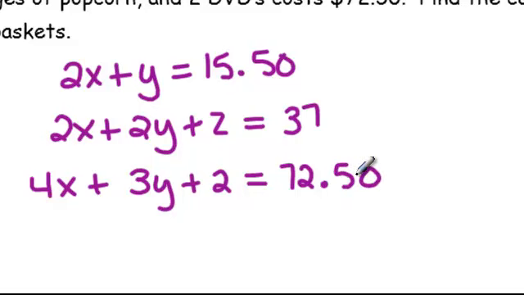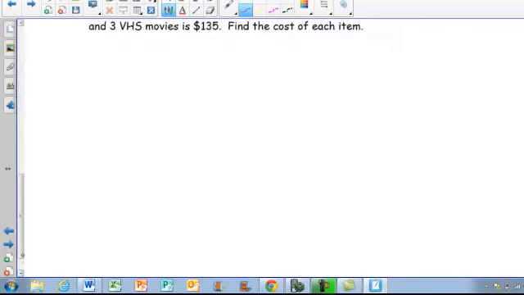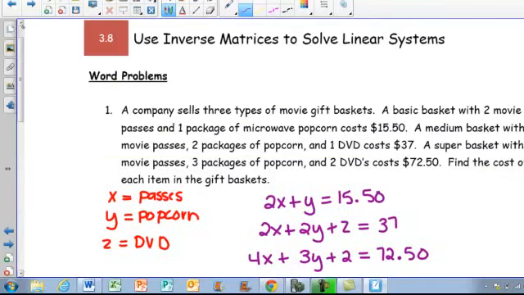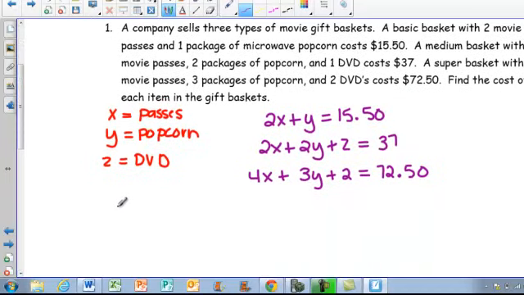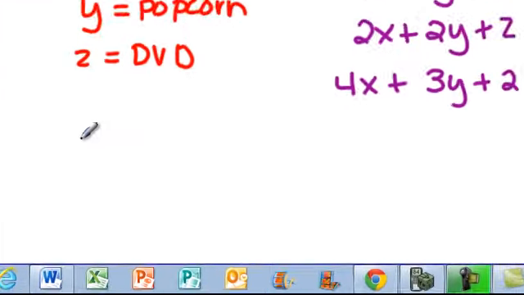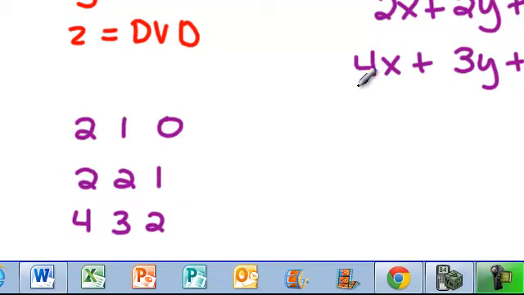So again, we just looked at solving systems using matrices. We're going to do the same thing here. So just to set up what my matrix should look like based off of what we just set up, remember your first matrix is going to come from those coefficients. So in the first one, I have 2, 1, and then for Z, I don't have anything, so I'm going to put that 0 in. Next one, I have 2, 2, and 1. And then I have 4, 3, and 2. Remember, you're just pulling the coefficients from in front of each of the variables.